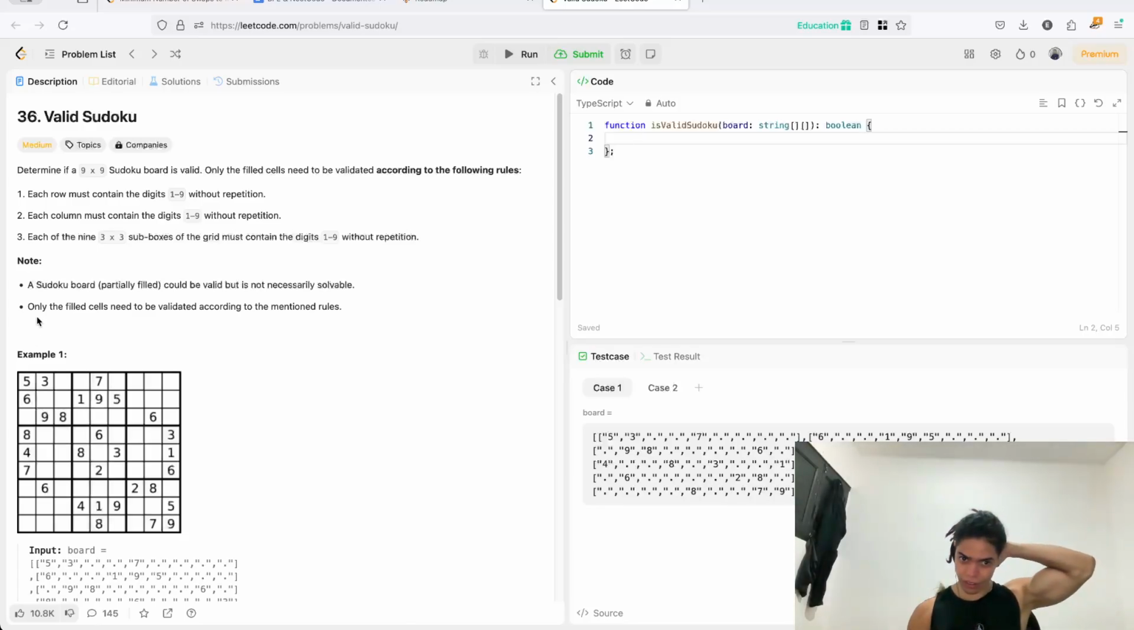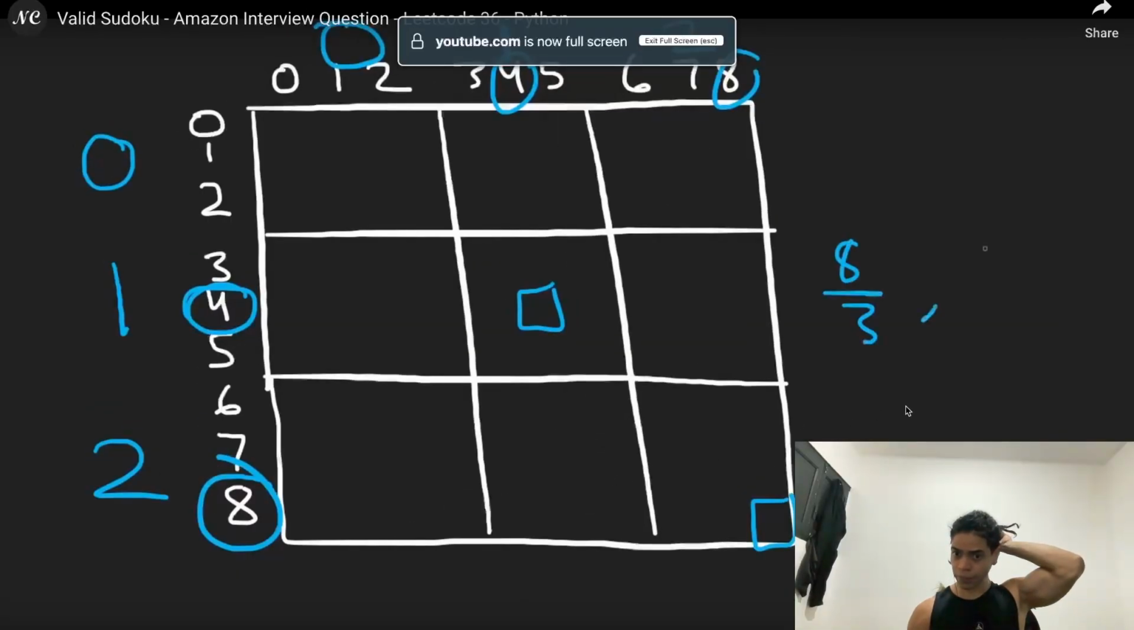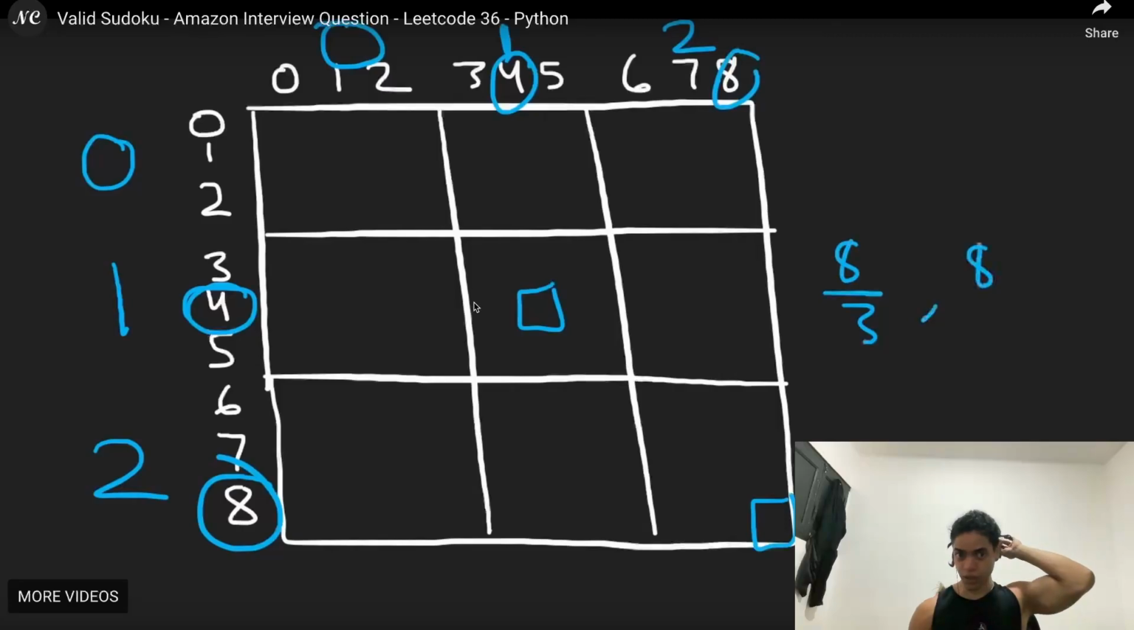Are we going to store that value there? What happens if we take 8 divided by 3 and 8 divided by 3? Because now that we have these representations here, as we iterate through each one of those elements, how do we know that each box, each square, actually is what we are looking for?